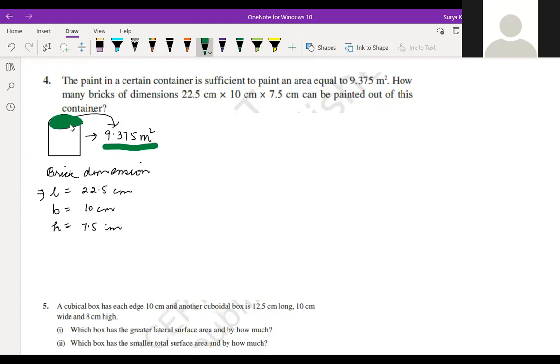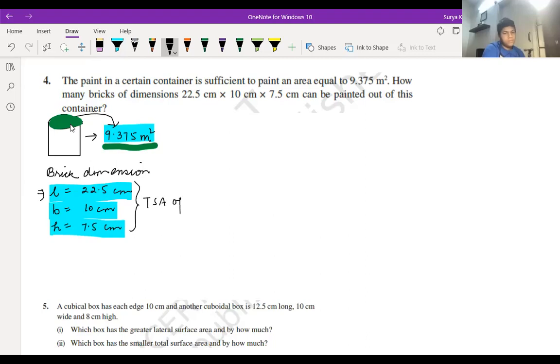What can you do, children? See, this is the total area of the paint, correct? And this is the brick dimension, right? If you find the TSA of the brick, because you have to paint the brick, right? So how many bricks of this kind can you paint with the help of this container? Is the question clear, children, or not?